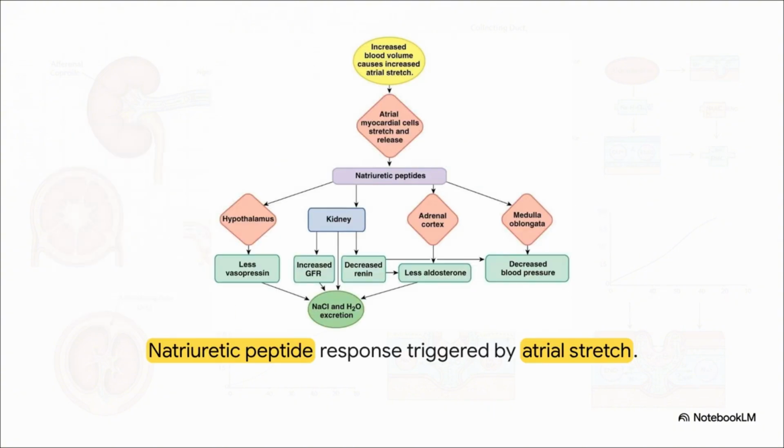And when that blood volume is elevated, it literally physically stretches the atrial myocardial cells, which triggers this beautiful endocrine cascade. The stretched cells release natriuretic peptides. Think of these peptides as a systemic override switch hitting multiple organs simultaneously. They hit the hypothalamus to decrease ADH, they target the kidney to increase GFR and drop renin, they hit the adrenal cortex to decrease aldosterone, and the medulla oblongata to decrease blood pressure. The whole shebang converges on one massive goal: increasing sodium chloride and water excretion to rapidly relieve that volume overload.